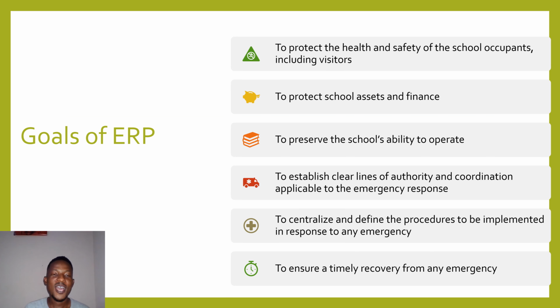Before we know how to start and implement an emergency response plan, we need to understand the goals. The goals of an emergency response plan are, one, to protect the health and safety of school occupants, including visitors. So you put in measures to ensure that your visitors, your students, and your staff are protected. It is also to protect the school's assets and finances, and the school's ability to operate, because an emergency can render your school useless if you do not have measures to reduce such incidents.